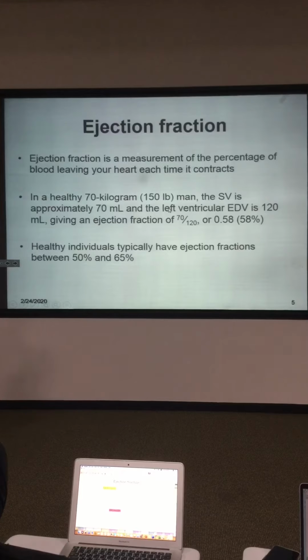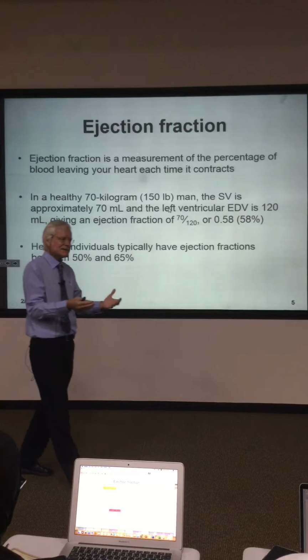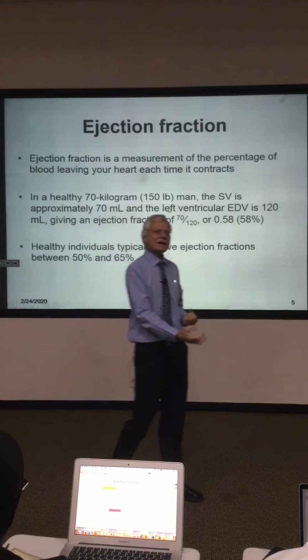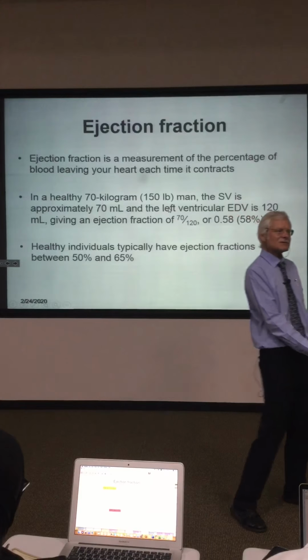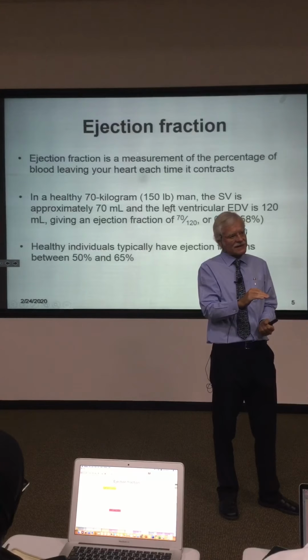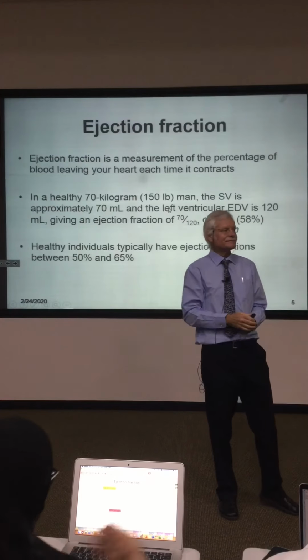Ejection fraction. So healthy individuals typically have ejection fractions of between 50 and 65%. If the ejection fraction increases, 65, 75, 80%, it means there's going to be less blood left, isn't it? You're eating into that cardiac reserve, if you like, what's left. And systolic volume is getting smaller and smaller and smaller as the ejection fraction gets bigger and bigger.